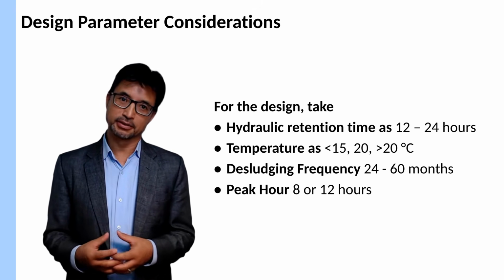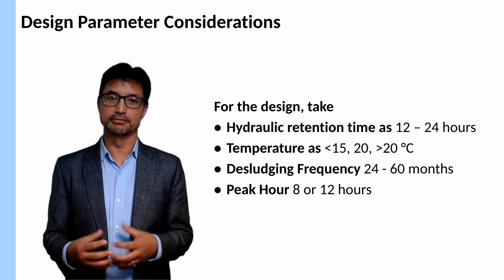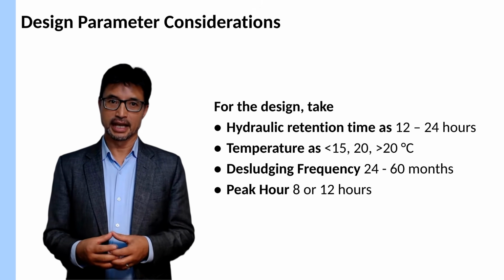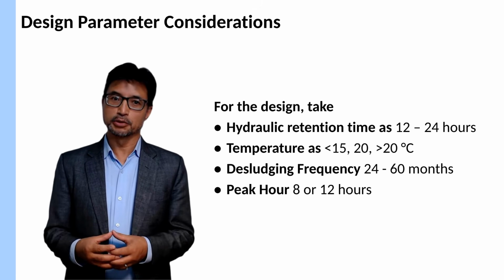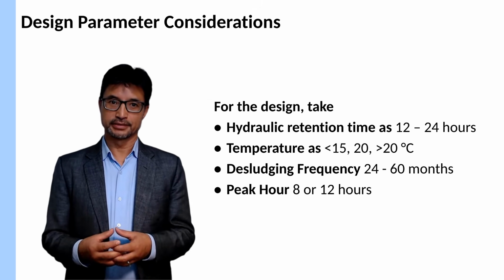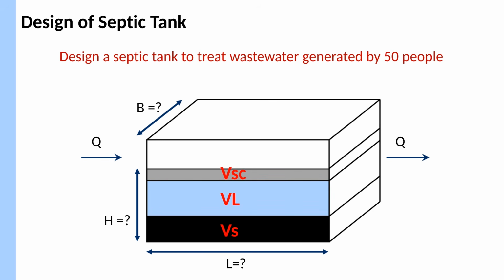In this example, hydraulic retention time may range from 12 to 24 hours, dislodging intervals from 24 to 60 months, and peak flow periods of around 8 or 12 hours. Temperature is also considered in selecting the design assumptions. Now let us apply these principles to a simple example. Our task is to design a septic tank for wastewater generated by 50 people.